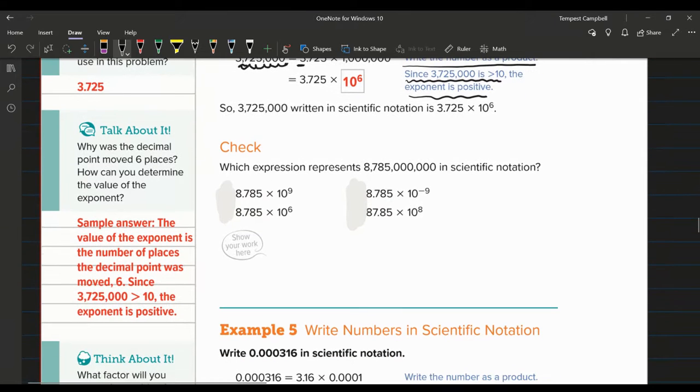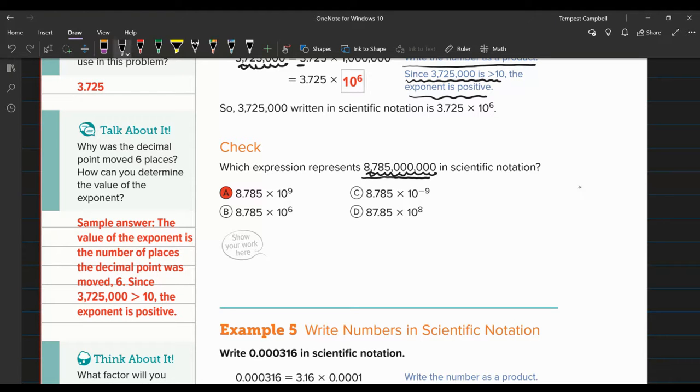So go ahead and try: which expression represents this big number in scientific notation? So first off, it's a big number. That eliminates this option. Next, we look at where our decimal is. We go 1, 2, 3, 4, 5, 6, 7, 8, 9. So I move 9 places. My answer should be this one, the first one. So let's double check. And it is A.